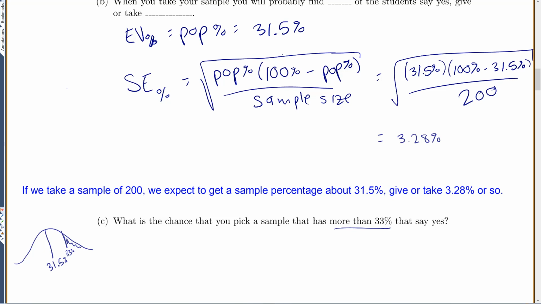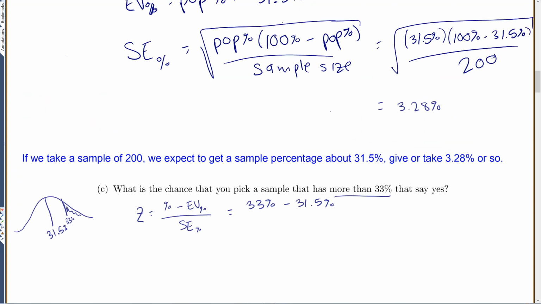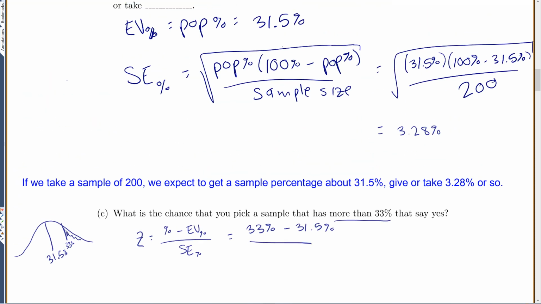Well, to do this, we don't have a table that would give us values for an average of 31.5, so we have to standardize. So z is always going to be equal to our percentage minus the expected value of our percentage over the standard error of our percentage. So the percentage that we are interested in right now is 33%. The expected value was 31.5%. If I scroll up a little bit, you can see that expected value. And the standard error is 3.28%. That should give me, for my z value, something close to 0.457.